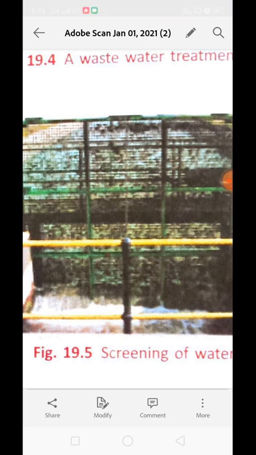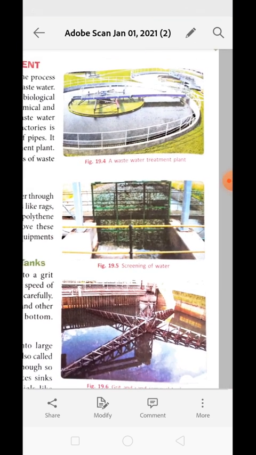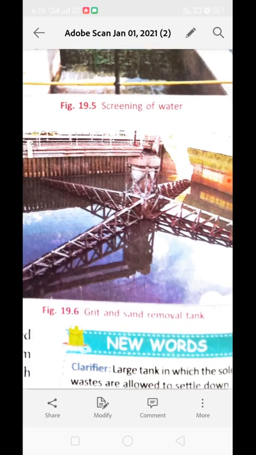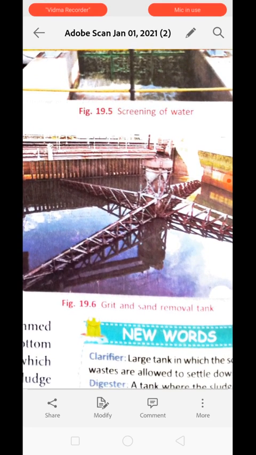Now the next step after screening is the grit and sand removal tank. This is the grit and sand removal tank. After screening, the water is allowed to go into the grit and sand removal tank. Here, the speed of incoming water is controlled carefully. This allows the grit, sand, stones and other heavy objects which have crossed through the screening to settle down at the bottom, because these substances are heavy.